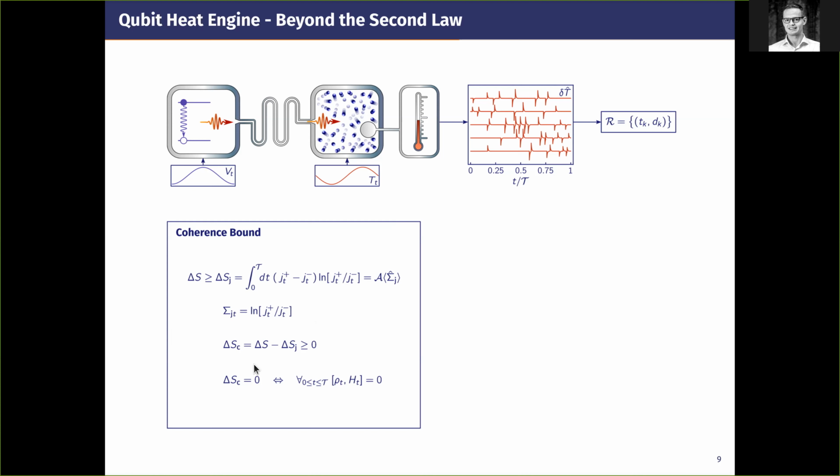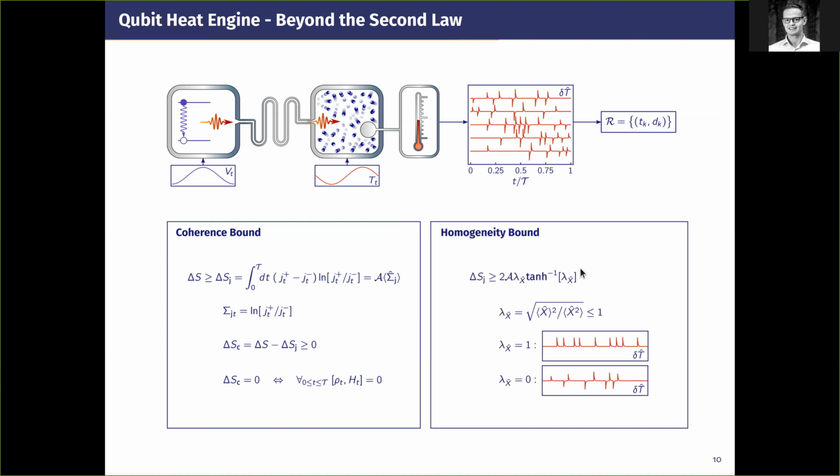So this quantity comes from the decay of superpositions between the energy levels of the qubit, and it turns out it vanishes if and only if the state of the system commutes with the Hamiltonian throughout the cycle. Yeah, this is the quasi-classical limit where you have a classical two-level system and then this expression is totally trivial. This is just the usual entropy production in a two-level system then. But it is just a lower bound if you have coherence.